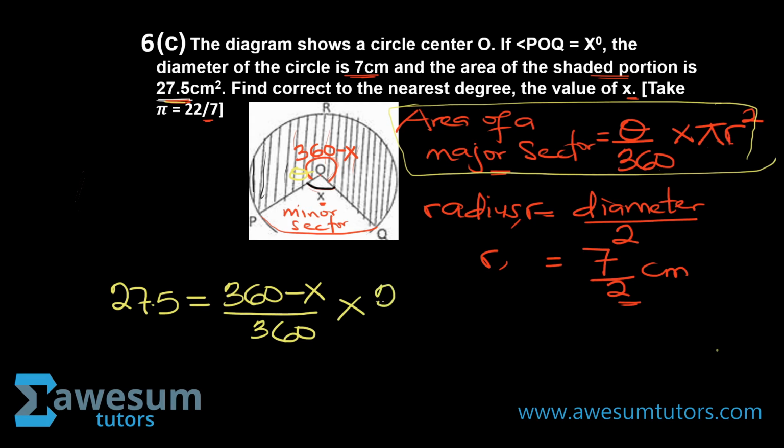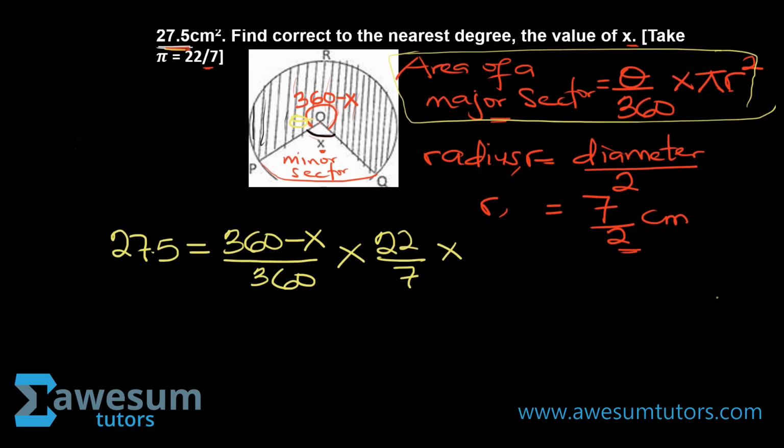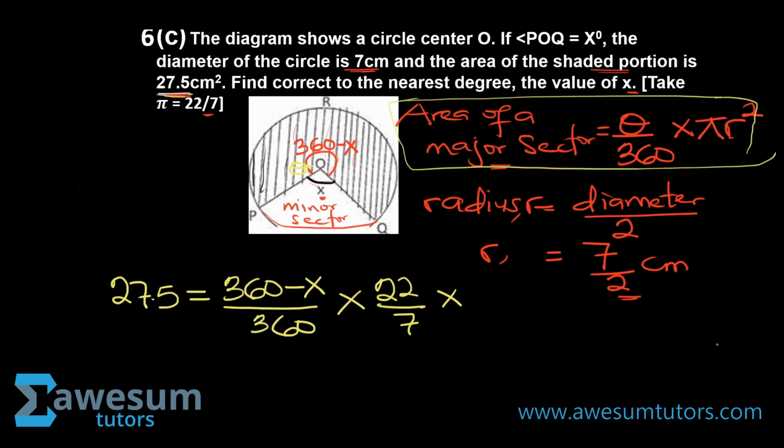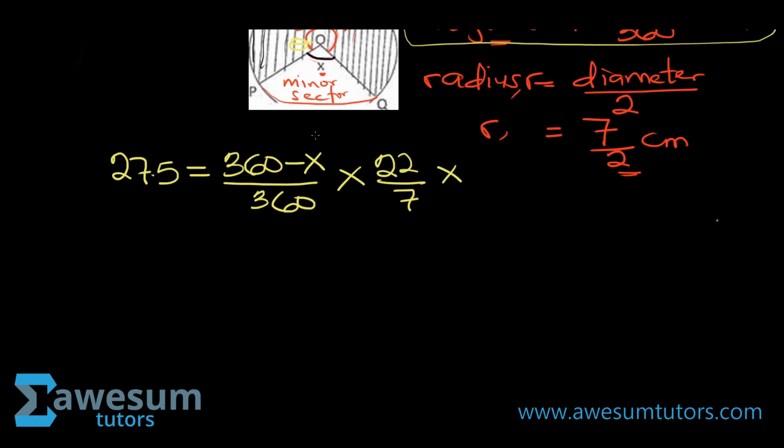What is your pi? 22 over 7, times your r, the radius. And what did we say the radius is? We said the radius is 7 over 2, and the formula says squared. Take note. Let's take a look at it again for you to be sure. It says r squared. So in that case I would make the 7 over 2 twice. 7 over 2 times 7 over 2. Now let us do some cancellation right here.